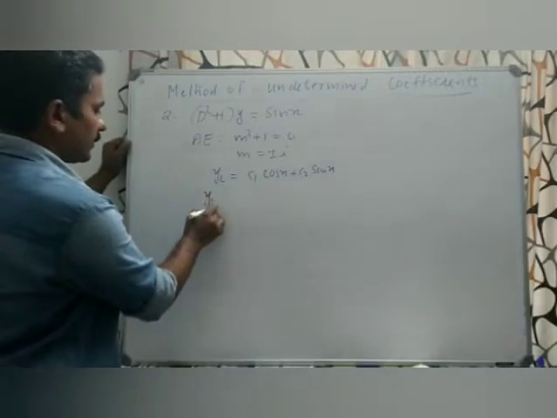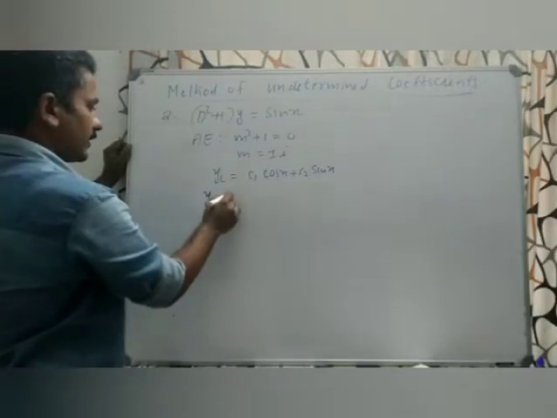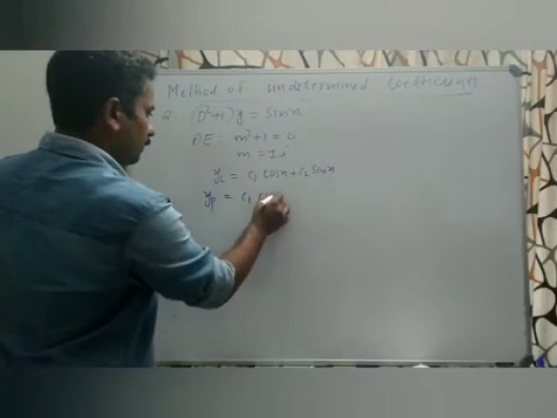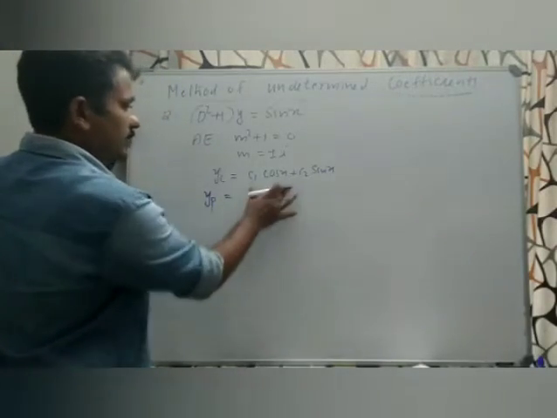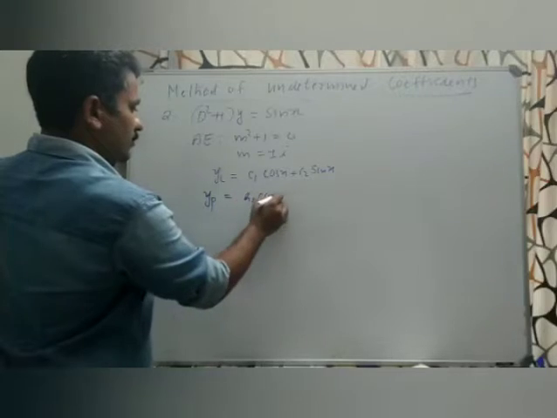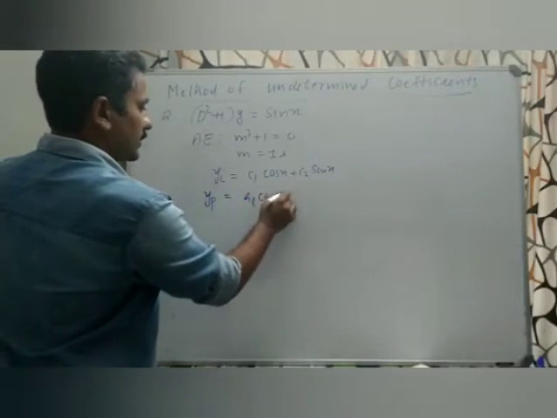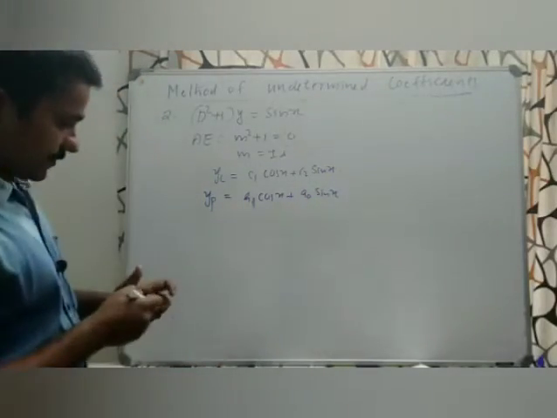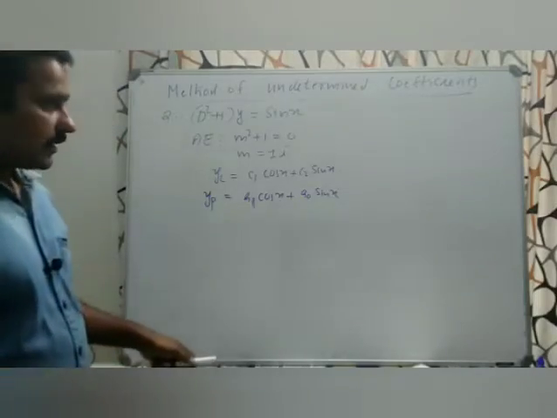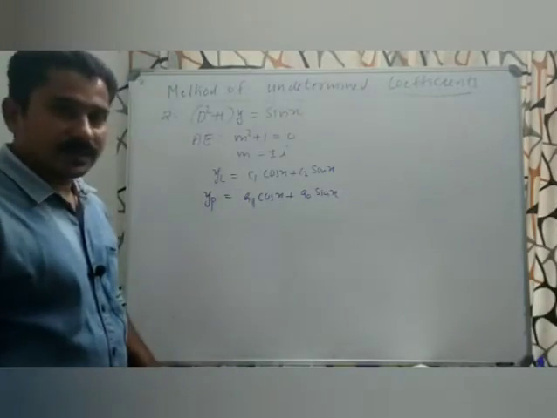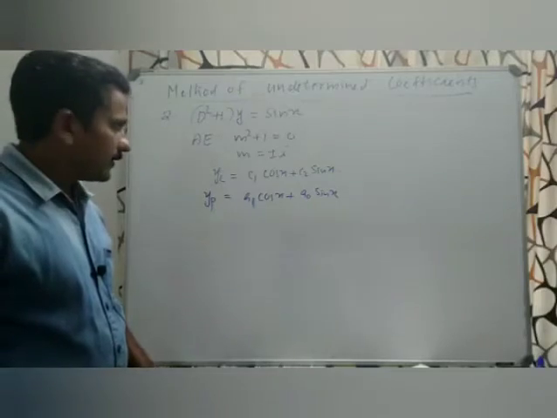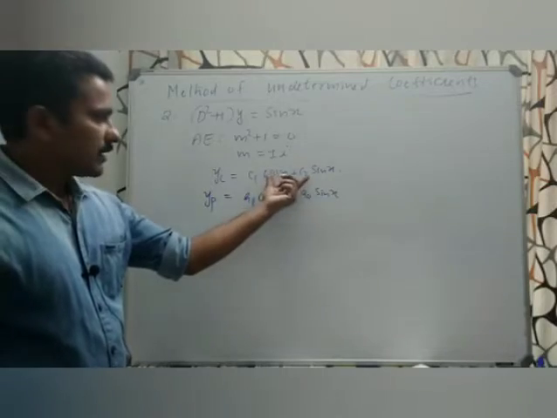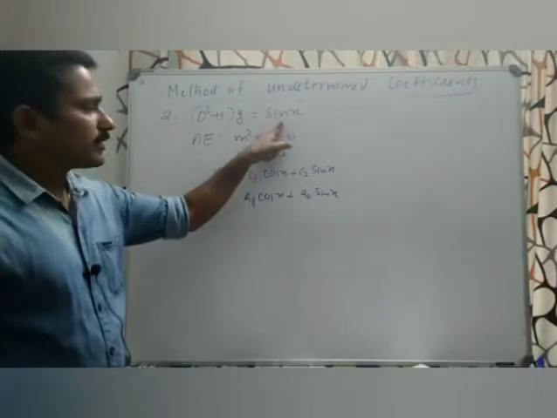Okay, now the particular integral. Since the right hand side is sin x, we write the particular integral using some other constants, some a2, a1 cos x plus a naught sin x, right? And here note one thing, that our complementary function has sin x and cos x, and that same sin x is there on the right side.